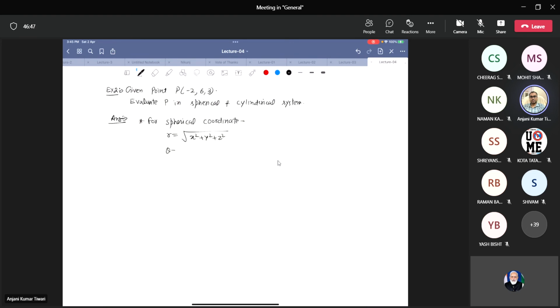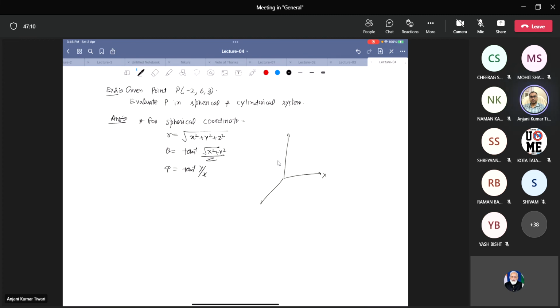What is theta? Theta is tan inverse of square root of x square plus y square, over z. What is phi? Tan inverse y over x. Okay, is this fine, or do you want me to draw the axis again?